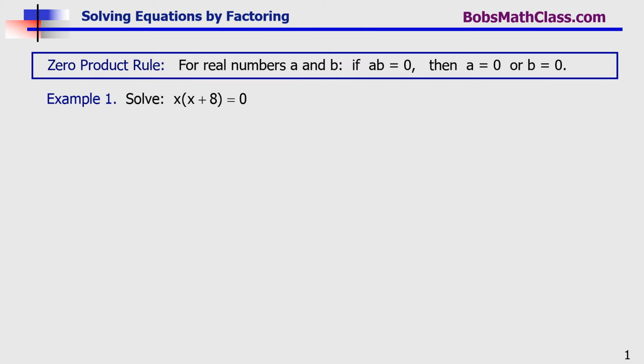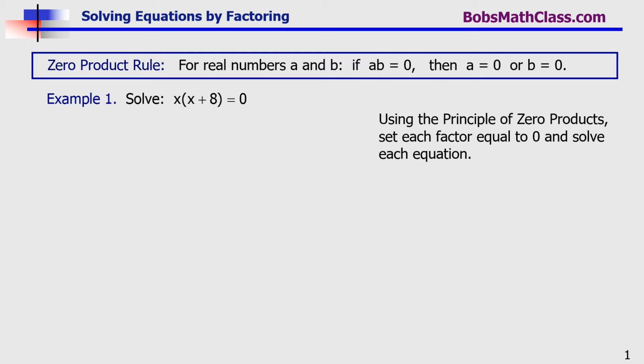Hi everyone, this video is on solving equations by factoring. First thing to talk about is the zero product rule. For any real numbers a and b, if a times b equals 0, then a equals 0 or b equals 0. So if we multiply two things together, the only way to get 0 is if one of them is 0 or if both of them are 0.